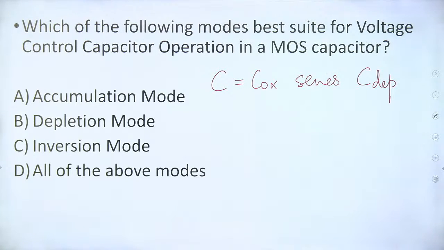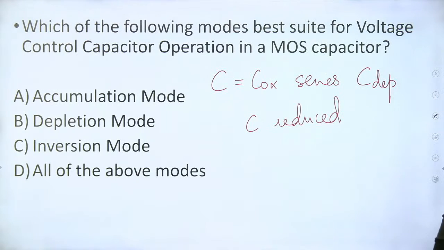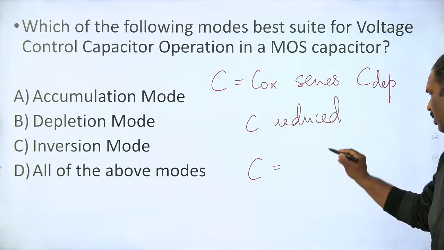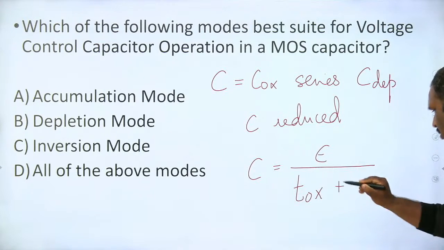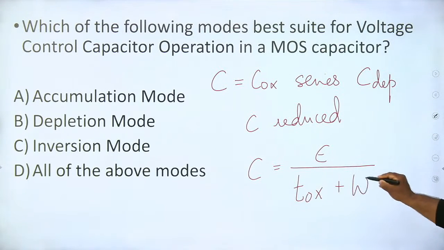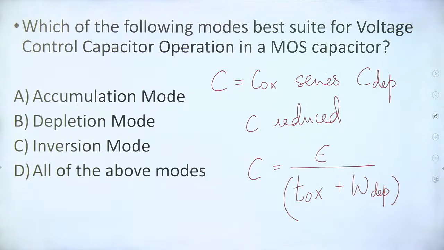So the oxide layer capacitance is also acting. The depletion region capacitance is also acting in series. So capacitance is reduced, because your C is now epsilon by thickness of the oxide layer plus width of the depletion region. इससे capacitance is heavily reduced. और ये जो width है, it is gate voltage dependent. That's why capacitance is voltage dependent.